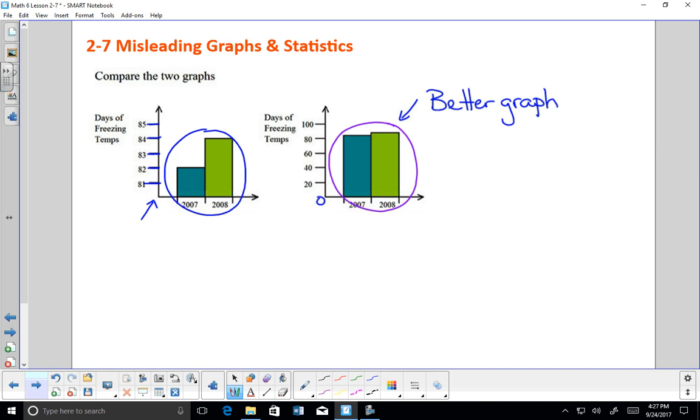It looks like 2008 had 84 freezing days and 2007 had 82 freezing days, which means there's only a 2-day difference between the two temperatures. Okay? So we need to make sure that we pay attention to the fact that the scale here doesn't start at 0. So it makes it look like 2008 was much colder than 2007, when in reality there are only 2 days that were below freezing in 2008 compared to 2007.